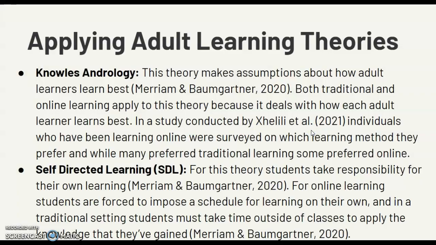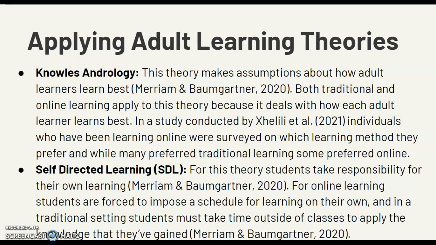So applying adult learning theory, so you have Knowles' andragogy, which focuses on assumptions that are made about adult learners and the way that they learn. And so if we look at traditional and online, a lot of different learners learn in a lot of different ways. So some students prefer online learning while others do not. There was a study done, and basically what they found was that there was a mix of preferences between who preferred to learn online and who preferred to learn traditionally.